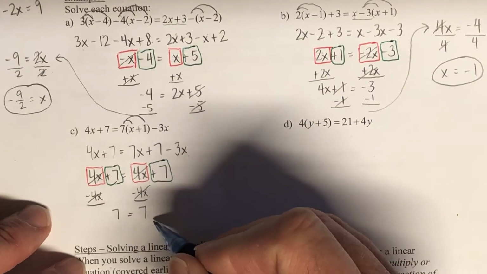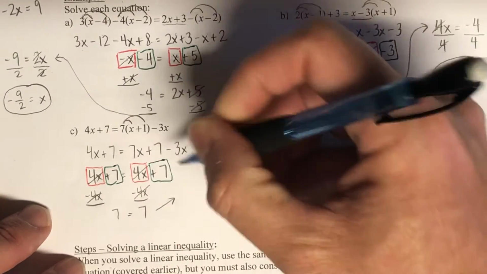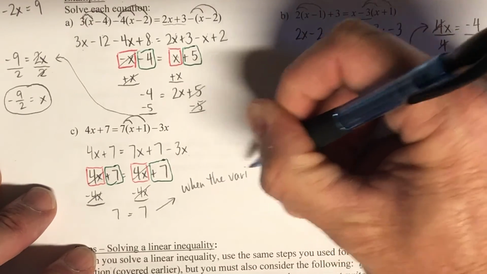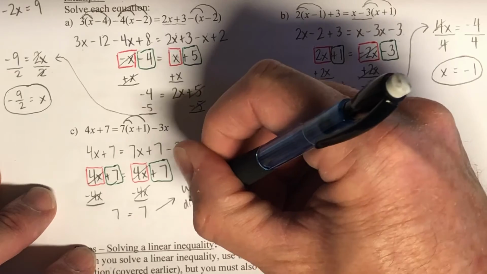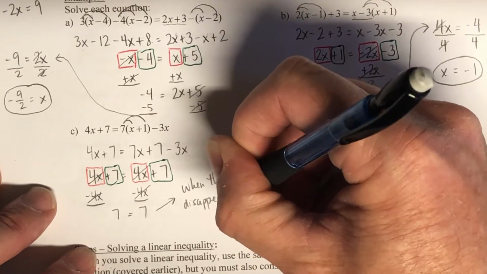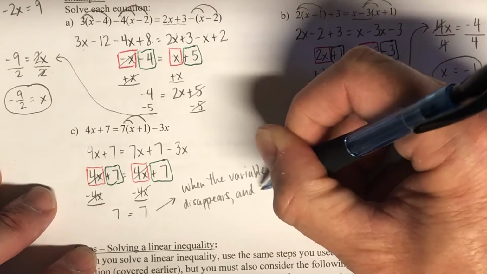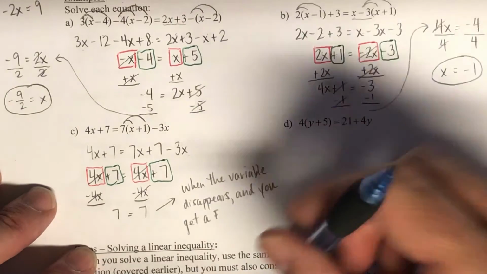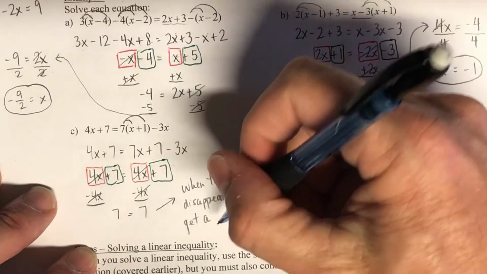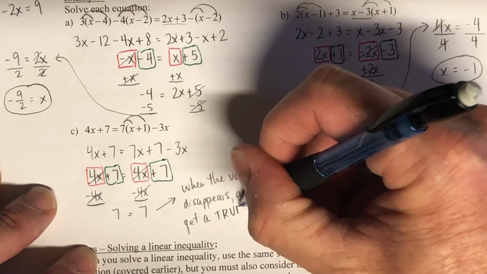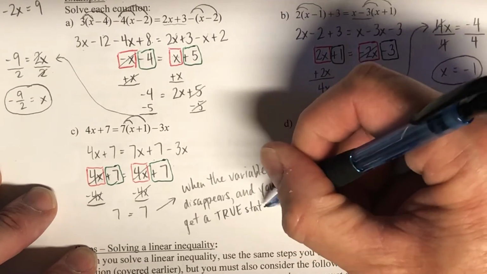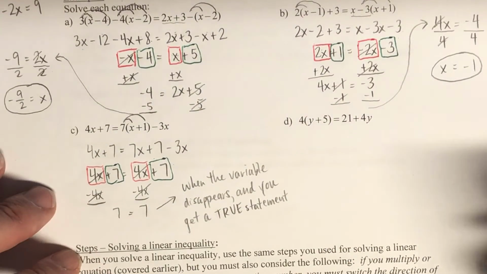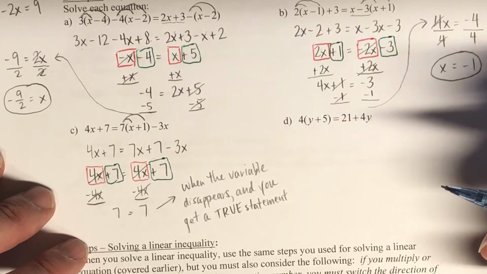Let's write this down. When the variable disappears and you get a, pardon me, this is not a false statement, this is a true statement. I'll show you why in a minute. Here's why it's true. 7 equal to 7, that's a true statement, right? If I told you that 7 was equal to 7, I would be telling the truth, right? If it had said 7 equal to 8, now that would be a false statement.